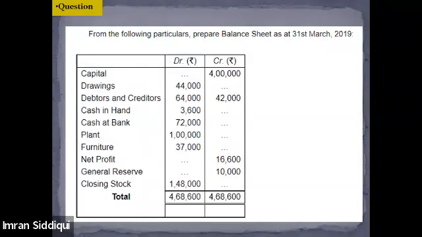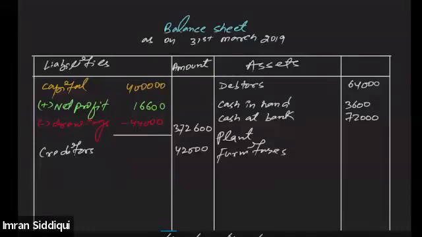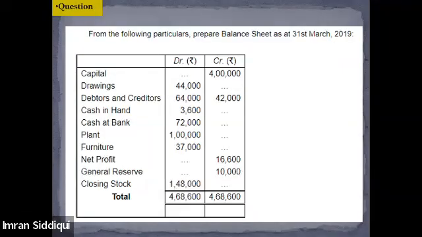Apart from cash in hand and cash at bank, plant was 1 lakh, furniture is 37,000. Then, apart from furniture, we have net profit that we have already recorded. Then we have general reserve. General reserve is a liability. It is a part of profit which is not yet distributed among the shareholders. So general reserve needs to be shown on the liability side.